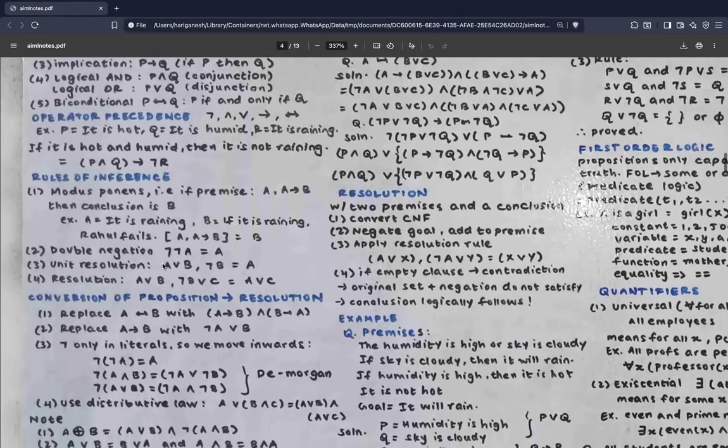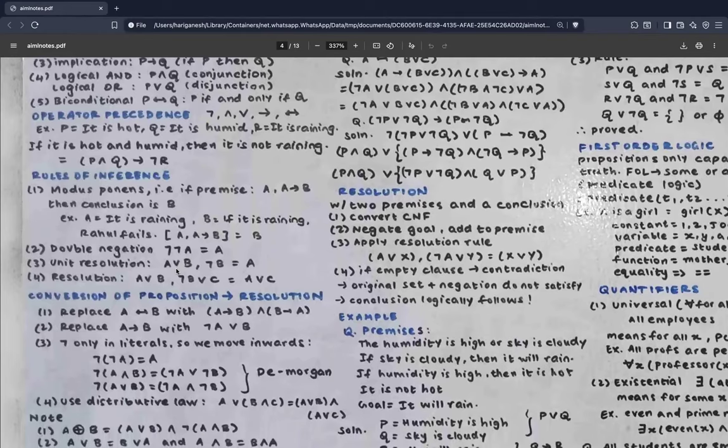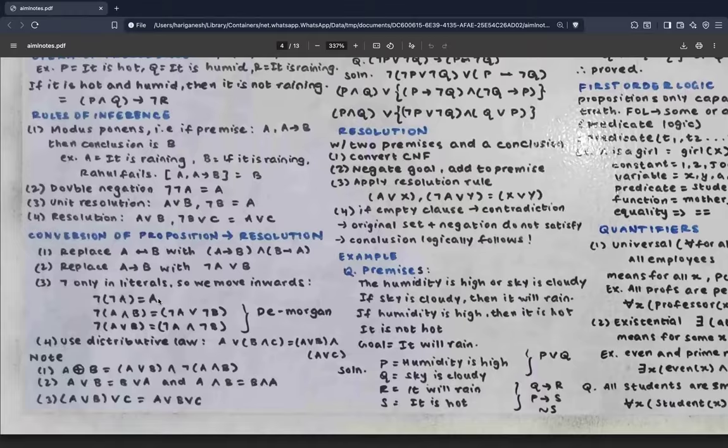Unit resolution is again a similar thing to modus ponens. Resolution is what we'll look at now. The only two questions you're going to get from this module are converting propositions to resolution and converting FOL to propositions to resolution. These are just simple steps, honestly. These three steps are all you need.